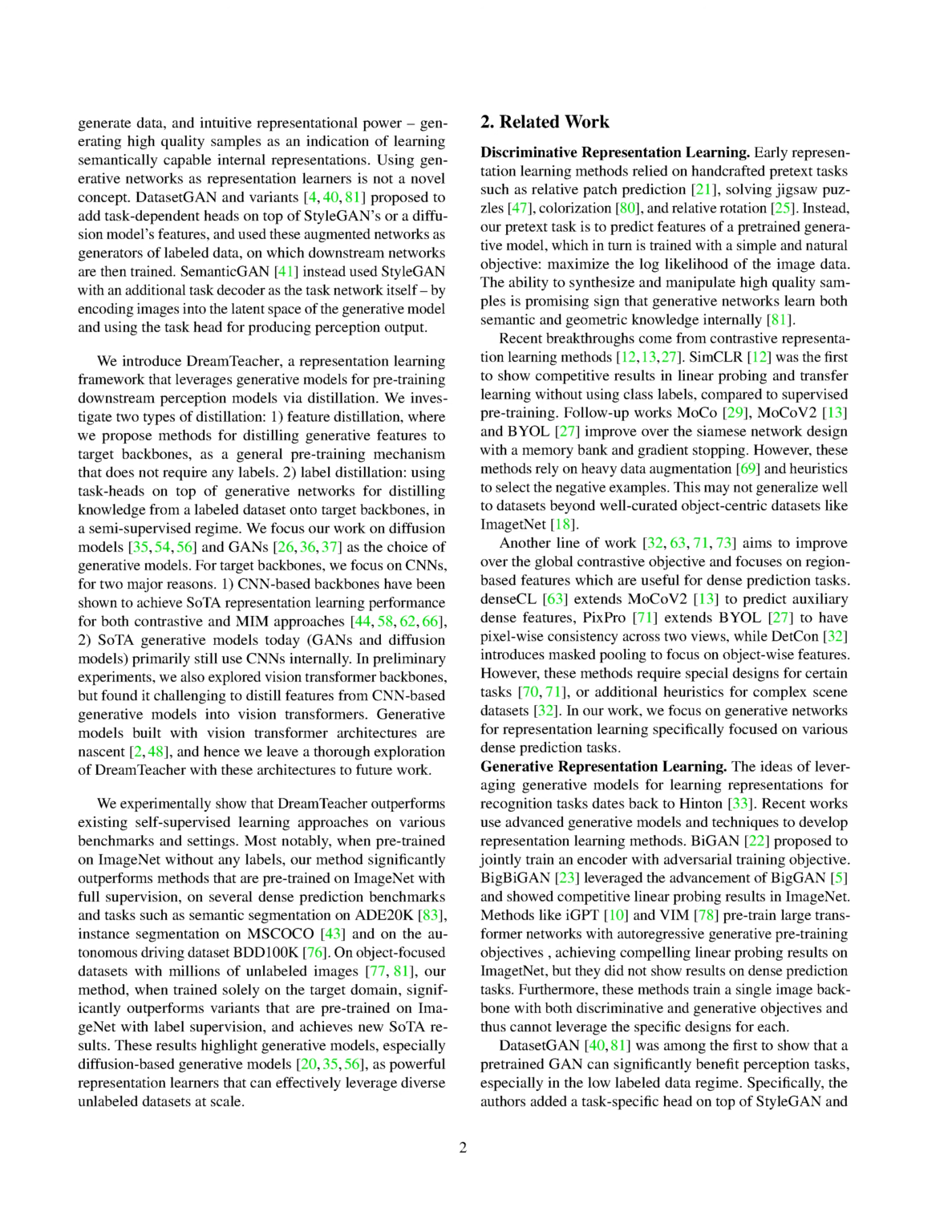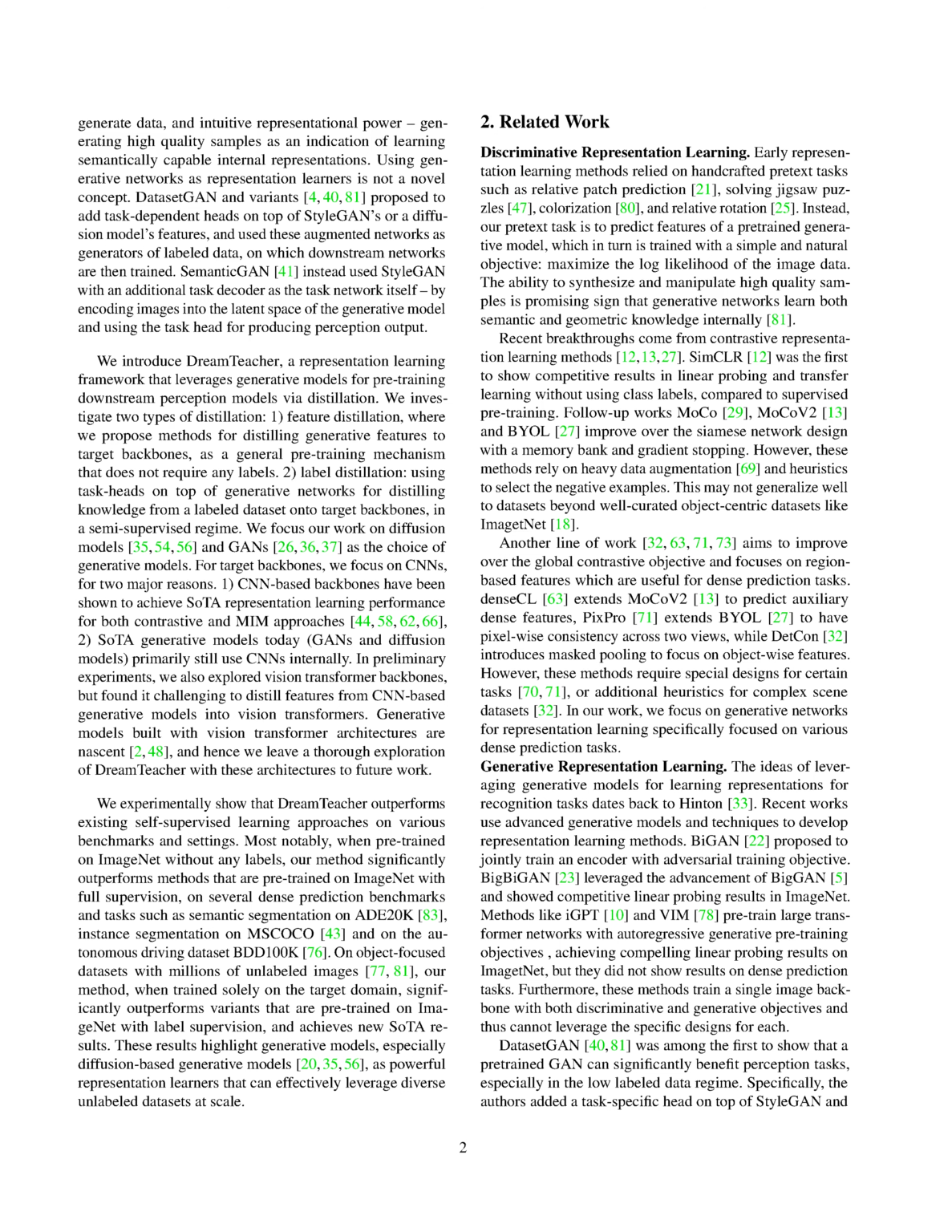We chose CNNs for two main reasons. They have been shown to achieve top-tier representation learning performance for both contrastive and MIM approaches, and most top-tier generative models today, GANs and diffusion models, primarily still use CNNs internally. We also experimented with vision transformer backbones, but found it challenging to distill features from CNN-based generative models into vision transformers. Generative models built with vision transformer architectures are still in their early stages, so we plan to explore DreamTeacher with these architectures in future work.